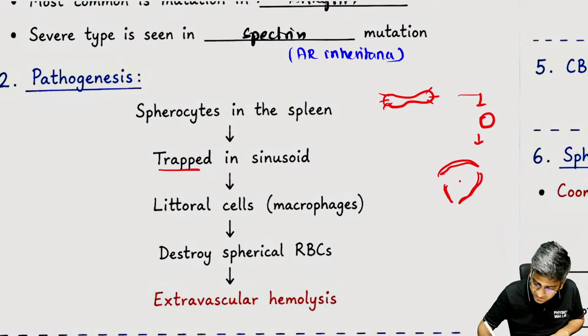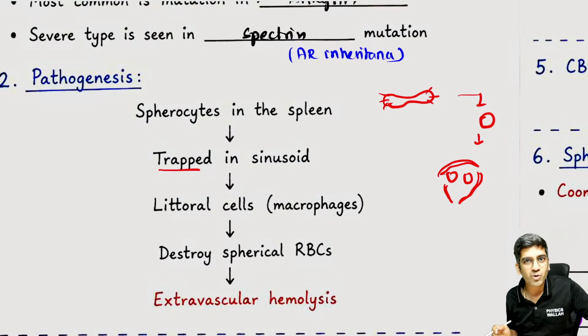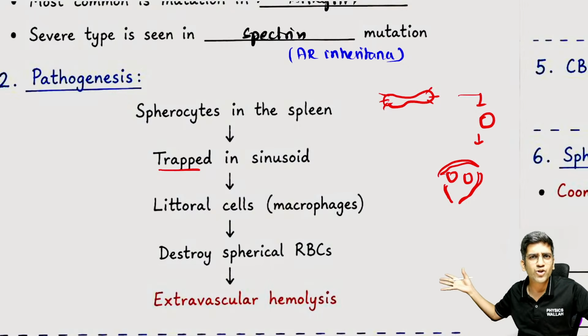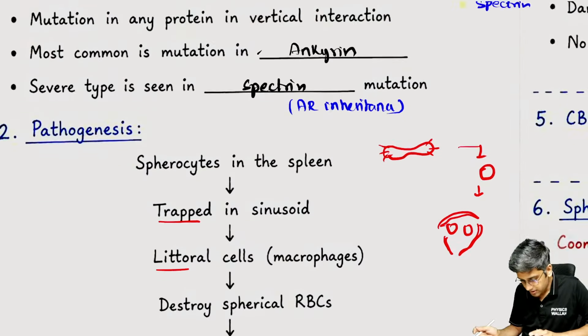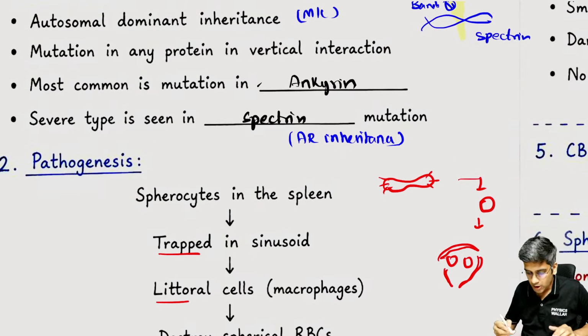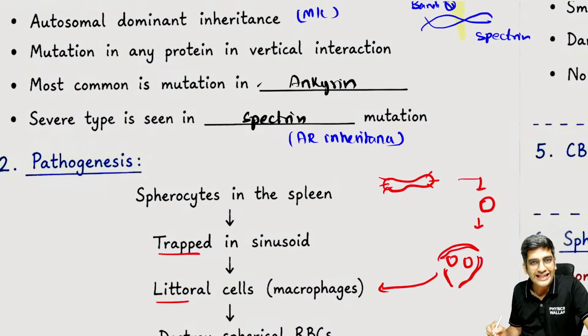The moment it gets trapped inside the splenic sinusoids, who are there? Every sinusoid in the body will have macrophages, littoral cells. If you want to write littoral cells, show it off to the examiner. See, I know the macrophage name of the spleen also. They eat them, they destroy them. So what type of hemolysis? Intravascular, extravascular? What type of hemolysis? They get caught inside, the littoral cell will eat them. That will classically cause extravascular hemolysis.